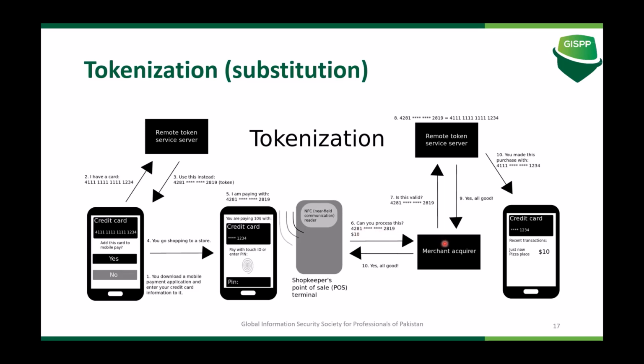In step 7, the merchant or the acquirer, getting that credit confirmation, goes back to the remote token server and asks, is it valid information?